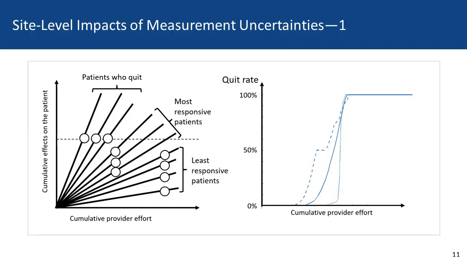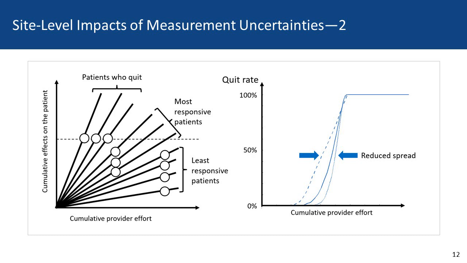Now we return back to our curves showing the site-level quit rate in response to the cumulative provider effort. But here what we do is we repeat the analysis using the agent-based model, but this time including the uncertainties in the patient's data. And what happens when we introduce these uncertainties is that the spread between the two curves, in this case it's the curve where we have effort towards the most responsive patients versus more effort towards the least responsive patients.